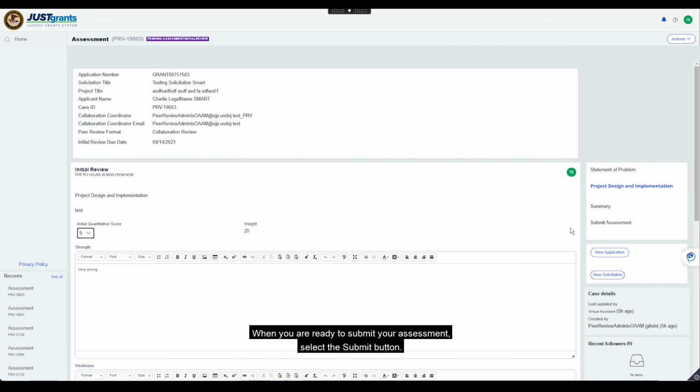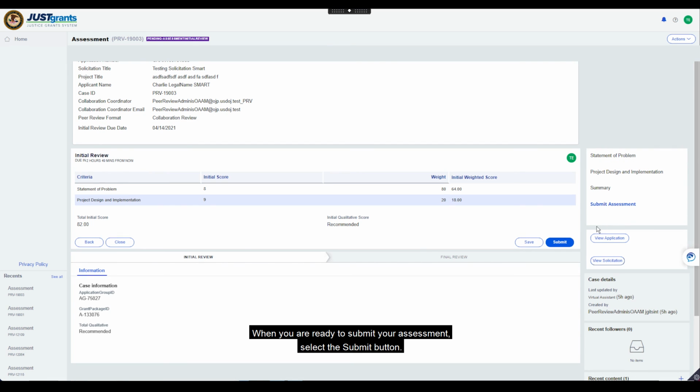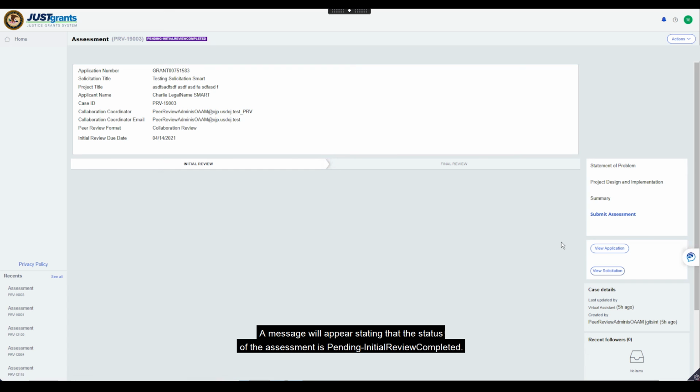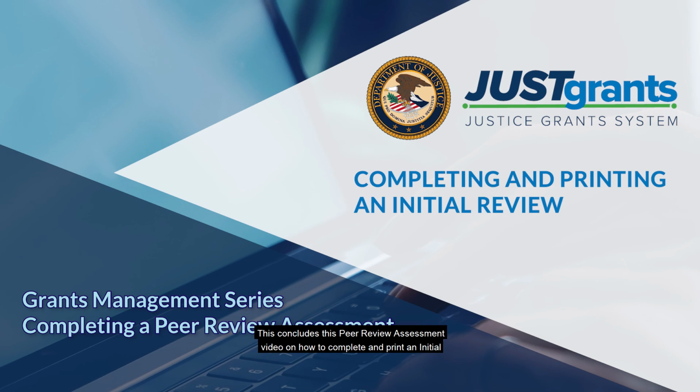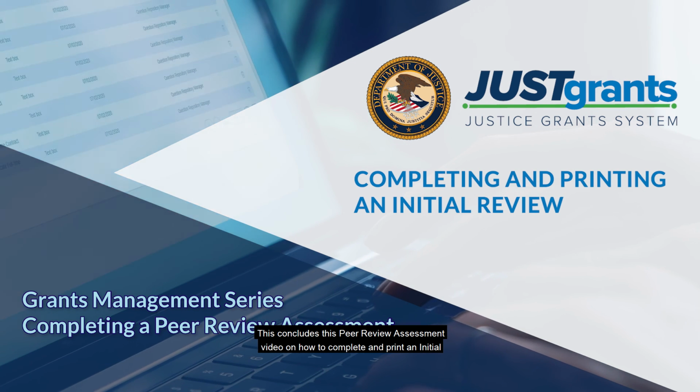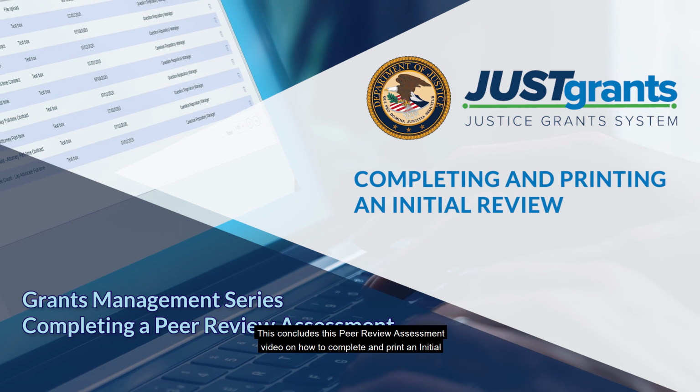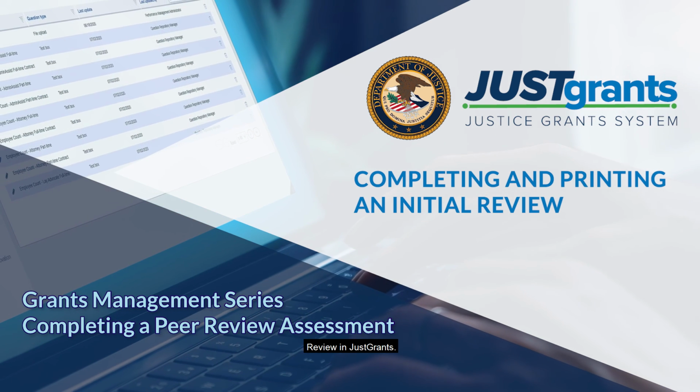When you are ready to submit your assessment, select the Submit button. A message will appear stating that the status of the assessment is pending initial review completed. This concludes this peer review assessment video on how to complete and print an initial review in JustGrants.